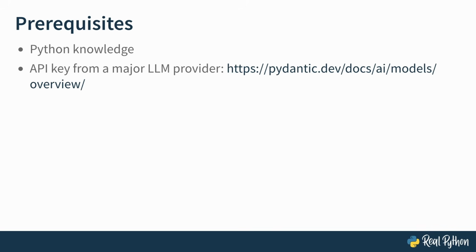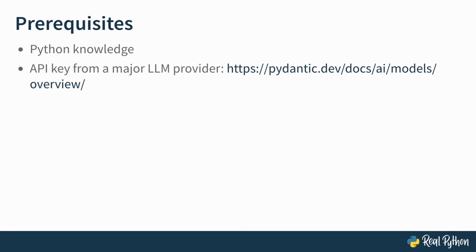The second thing you're going to need is an API key from a major LLM provider. Now, what constitutes a major LLM provider is a bit ambiguous, so go ahead and check the Pydantic documentation on what LLM providers they support. Obviously, if you have an API key from Google or OpenAI or Anthropic, that's going to work. But if you're not sure, go to pydantic.dev/docs/ai/models/overview, and there you will find an exhaustive list of all of the providers that Pydantic AI can be used with.